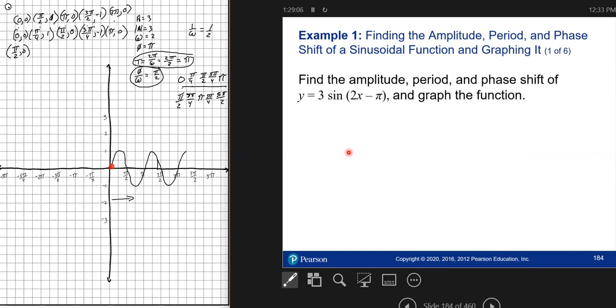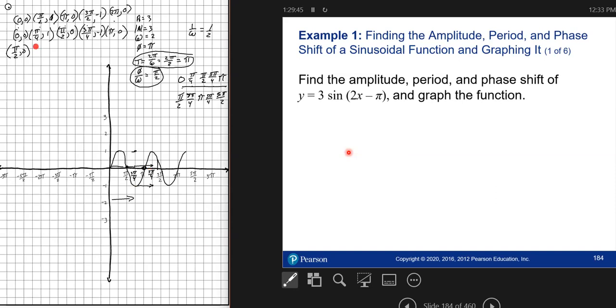So this point got moved up to here, and this point got moved up to here. So this is 3 pi over 4, and this one got moved up to here at pi, and then this one got moved over to here. So this one got moved to here, and so that's 5 pi over 4.